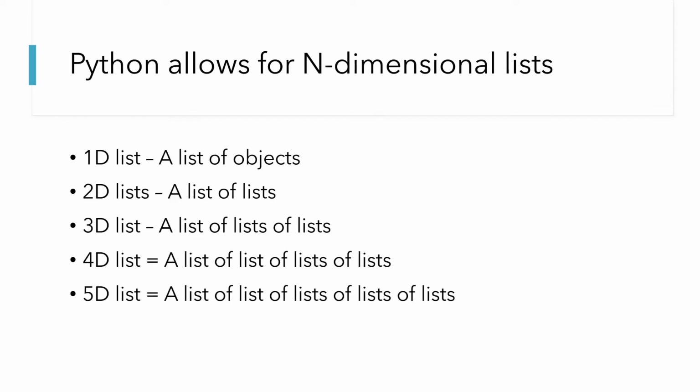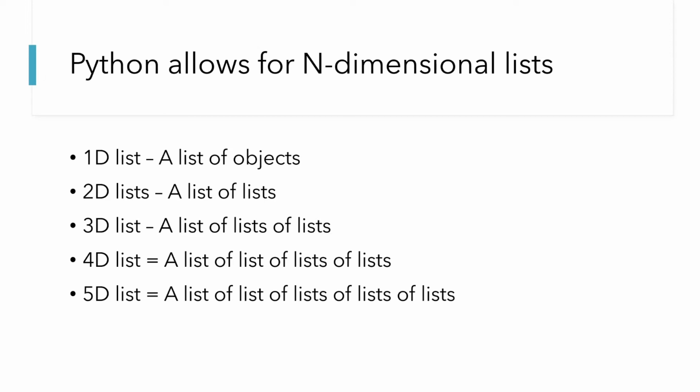So 1D lists have normally been lists of objects, you know, a list that has 1, 2, 3. That's pretty straightforward. Then 2D lists are a list of lists. Again, a bit trickier, but still pretty straightforward. However, you can have 3D lists, which are a list of lists of lists.